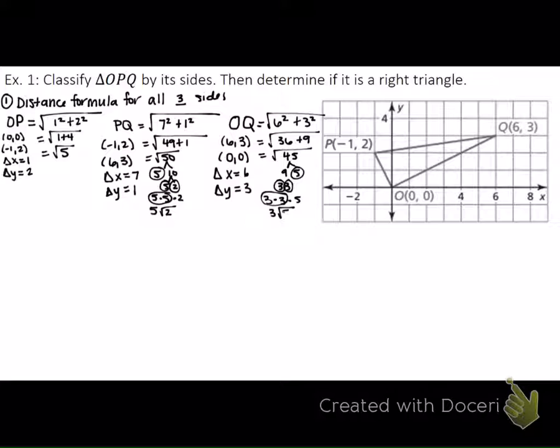Perfect. So, do we have any congruent sides? No. So what kind of triangle is it if no sides are congruent? Look at the previous slide. Classifying by sides, what would that make it? Carmichael? It is a scalene triangle. So far we know it's scalene.